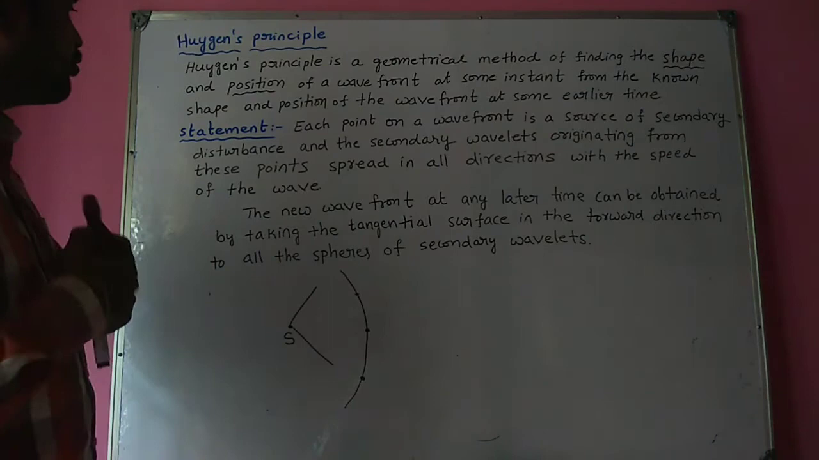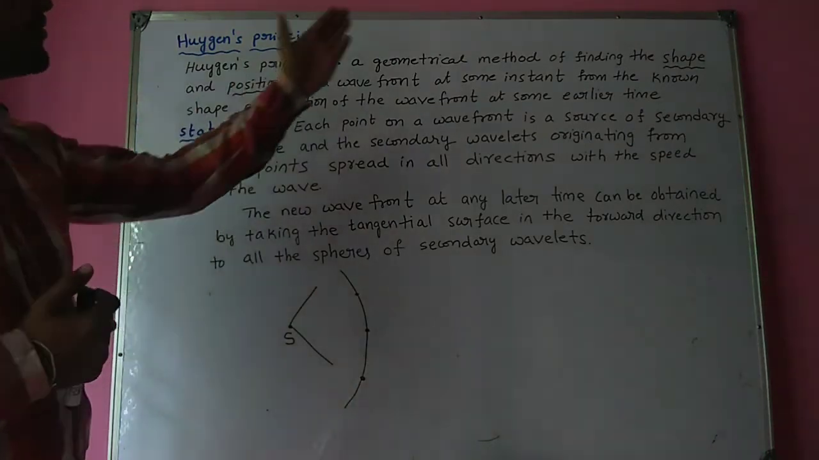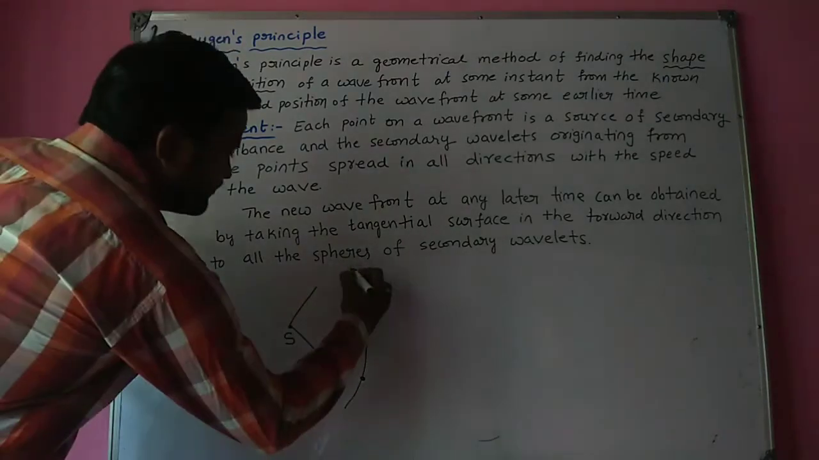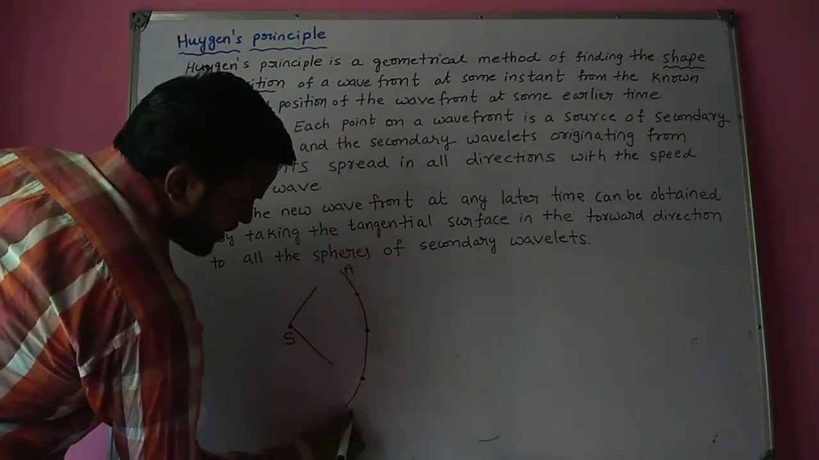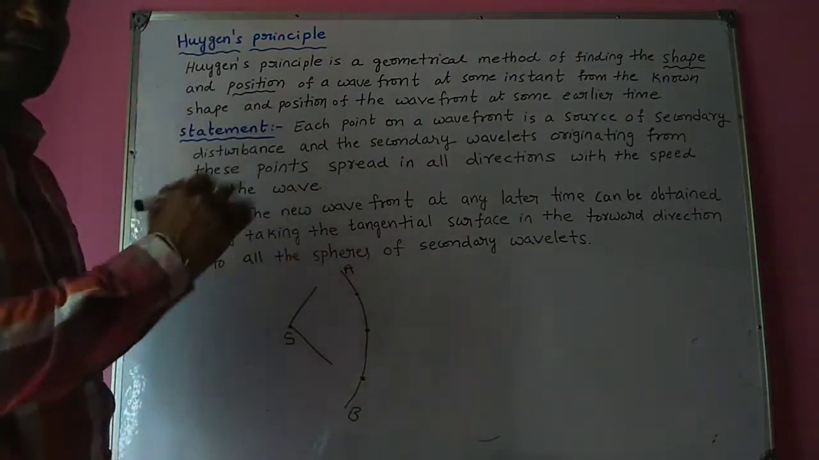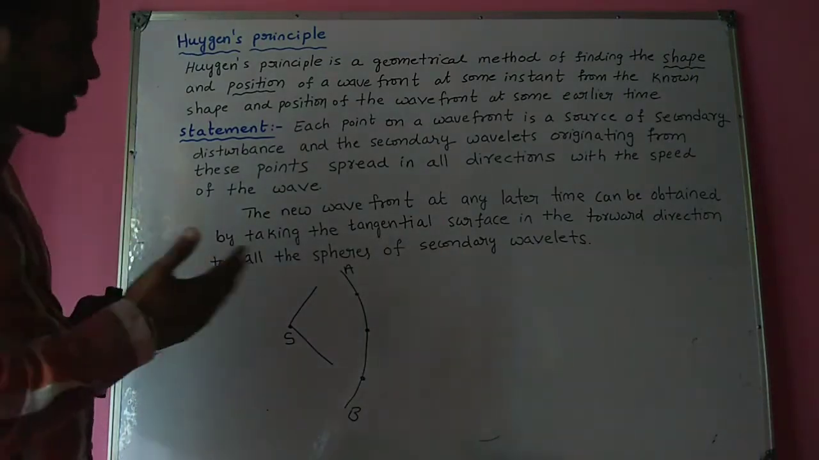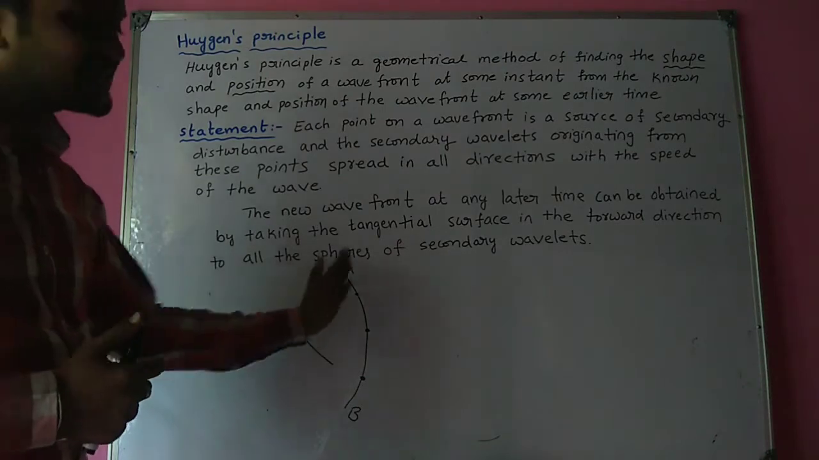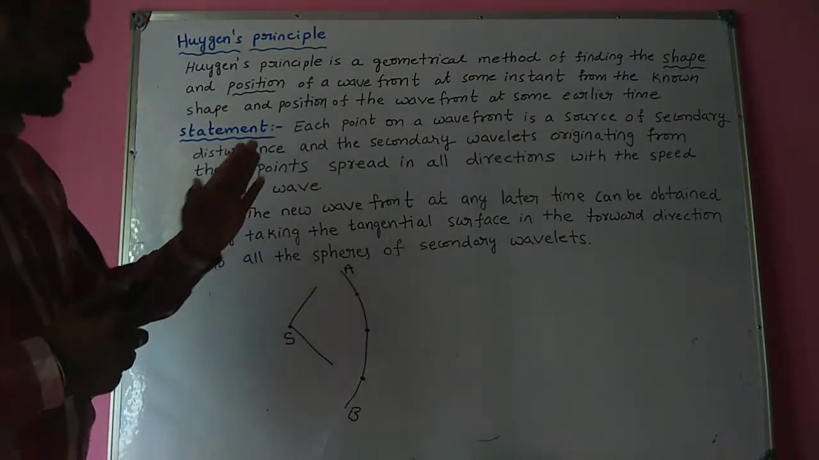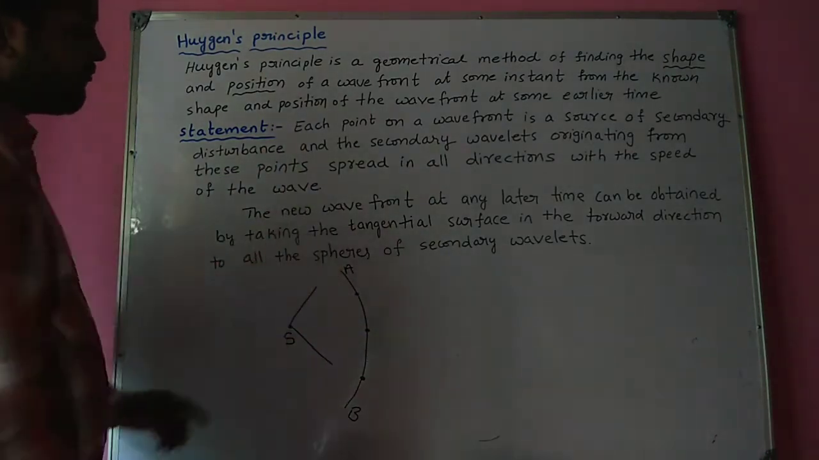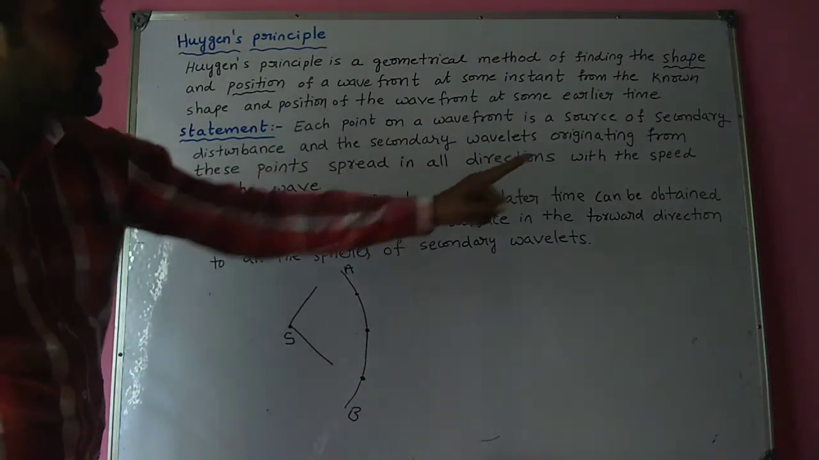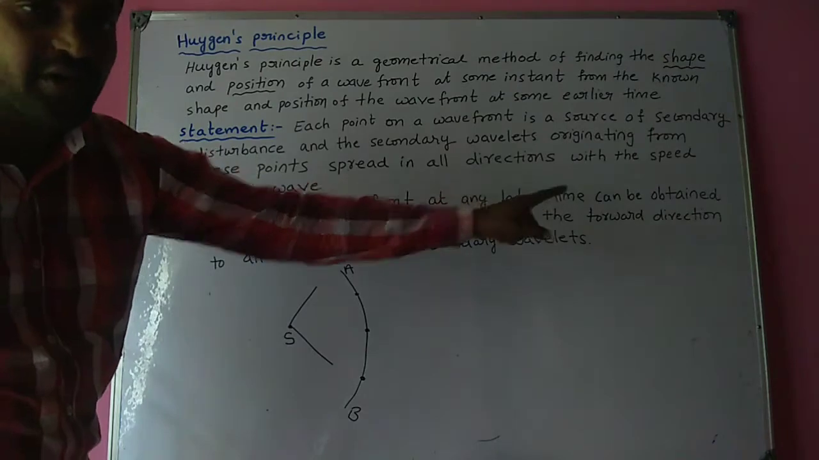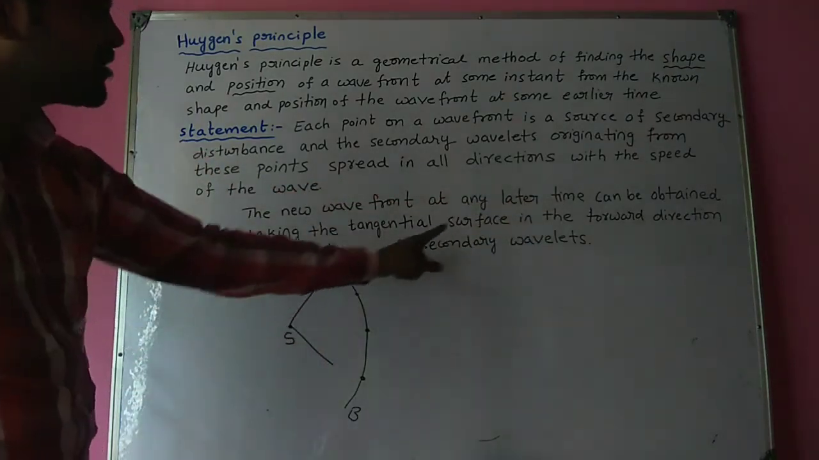Now, how to find the shape and position of the new wavefront? Let us consider AB, the wavefront AB at an earlier time. Now we are going to find the position and shape of the wavefront at some later time. The new wavefront at any later time can be obtained by taking the tangential surface in the forward direction to all the spheres of secondary wavelets.